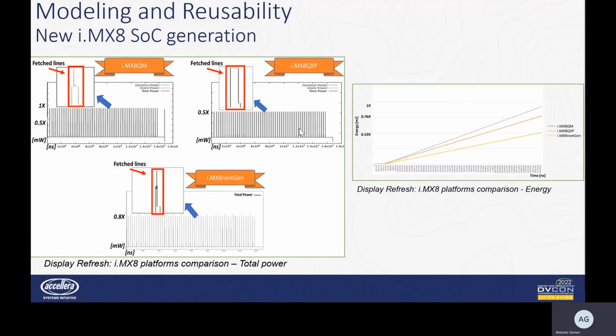Of course, this is mainly due to the higher clock frequency when we compare it to the Quad Max and the two external memories when we compare it to the Quad XP. On the right figure, we can see that the energy consumption is also significantly reduced. Since the display refresh time is fixed by the refresh rate, we can see how the faster execution of the next generation platform is reducing the energy consumption to a level that it is less important than the energy consumed with the single memory structure of Quad XP.